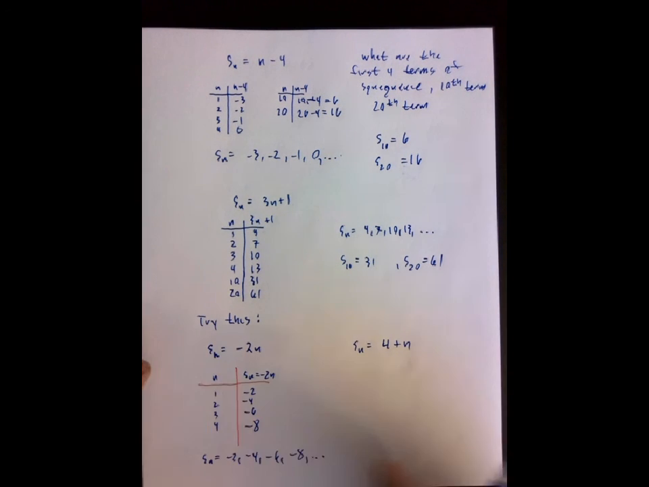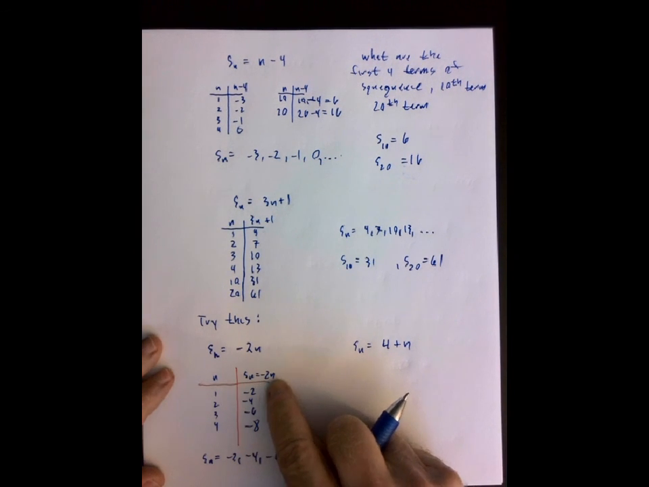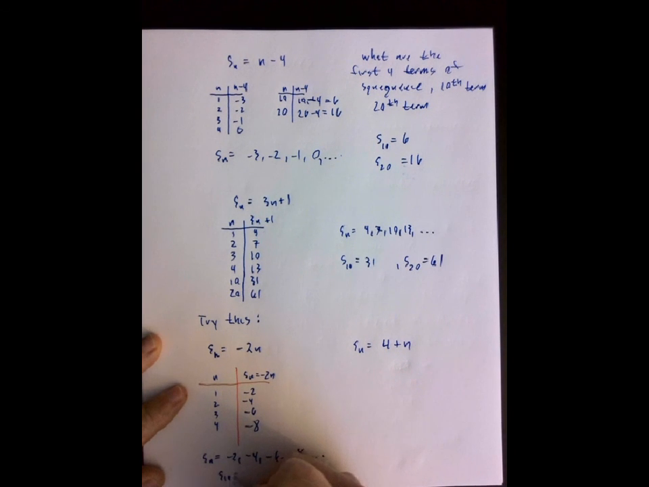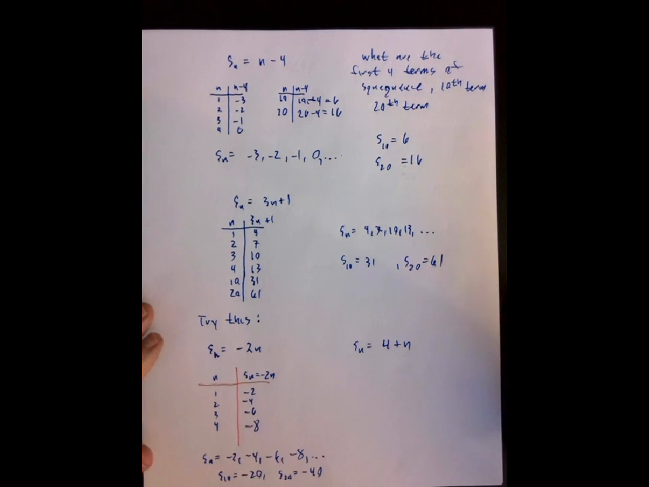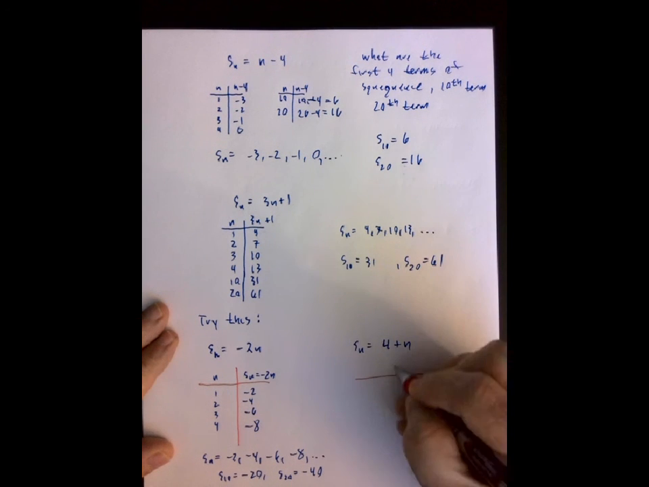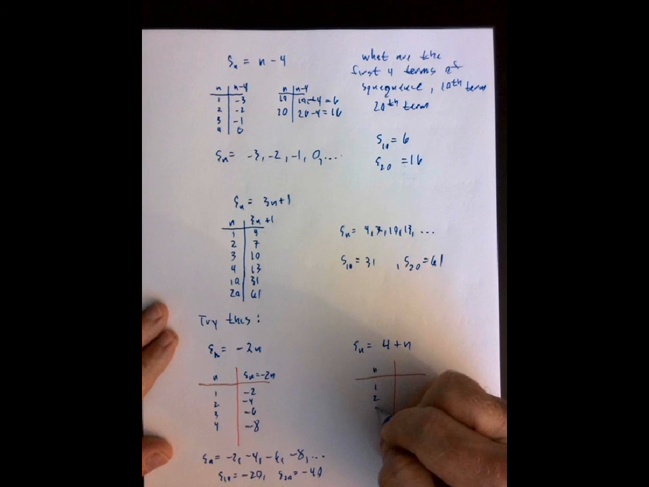The 10th term would be negative 2 times 10, so that's negative 20, and the 20th term would be negative 2 times 20, which is negative 40. Okay, now for this one here, okay, and 1, 2, 3, 4.